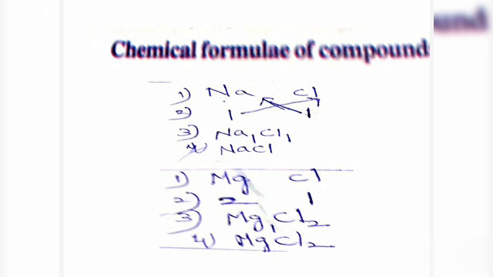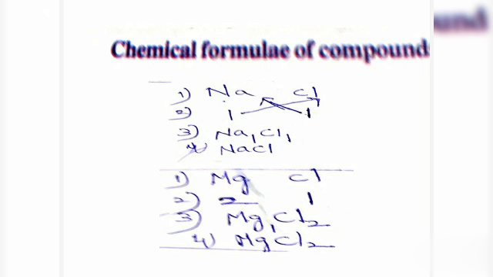Now we'll take one example, sodium chloride. Sodium chloride is formed from sodium and chlorine. When sodium combines with chlorine, that forms a new substance that is called a compound.